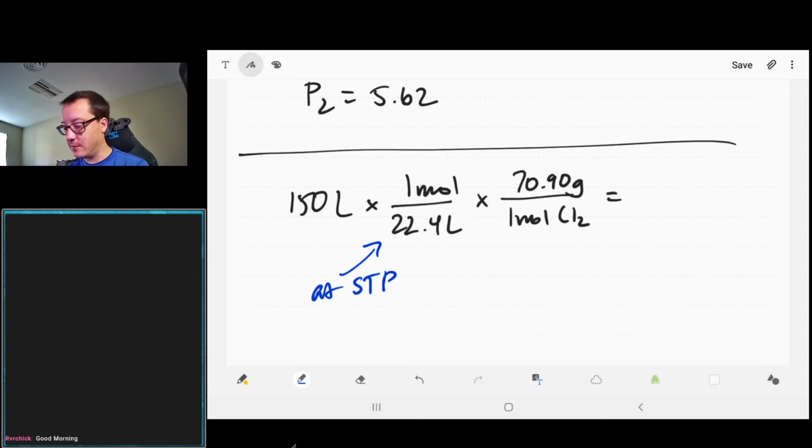All right, let's do this. 150 divided by 22.4 times 70.9. That equals 474.7. Yeah, 474 is an answer choice, so there we have it. Ta-da!